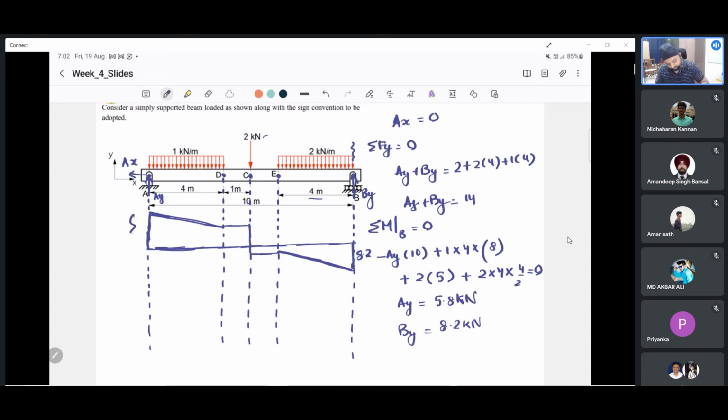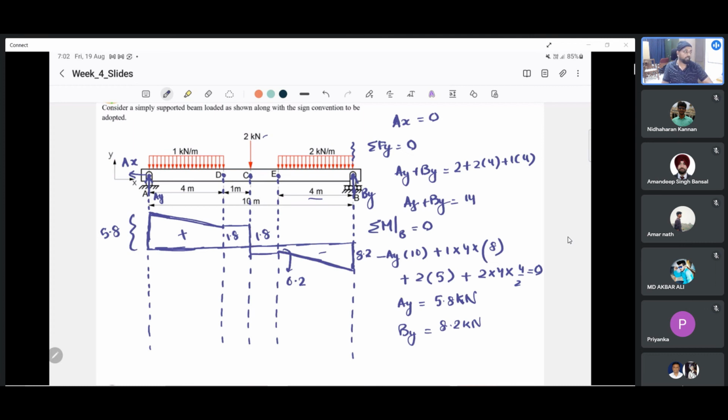This will be 5.8. Ultimately, it will add up. This is 0.2. So 0. Minus 0.2 plus 2, it is 1.8. 1.8 plus 4 is 5.8. Here also it will be 1.8. This is positive shear force, negative shear force.